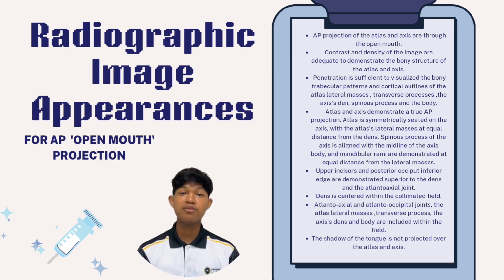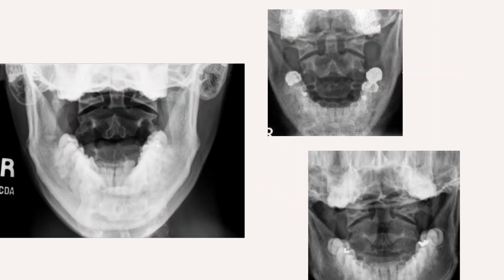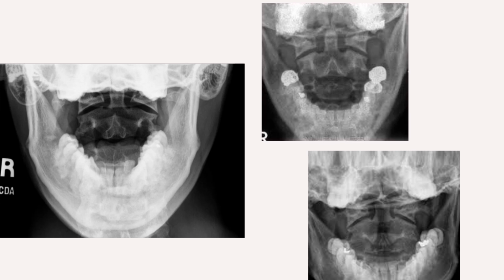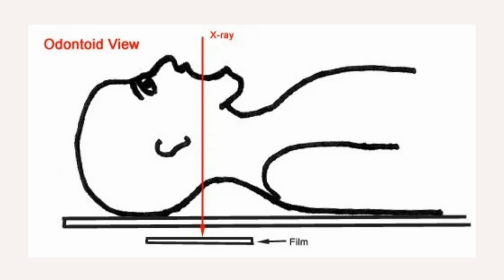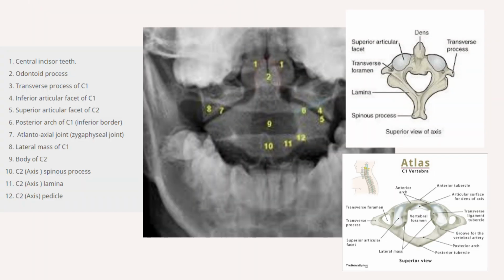This is the radiographic image appearance for AP open mouth projection. First of all, AP projection of the atlas and axis are seen through the open mouth. Contrast and density of the image are adequate to demonstrate the bony structure of the atlas and axis. Then, penetration is sufficient to visualize the bony trabecular patterns and cortical outlines of the atlas lateral masses, transverse processes, the axis, then spinous process, and the body.